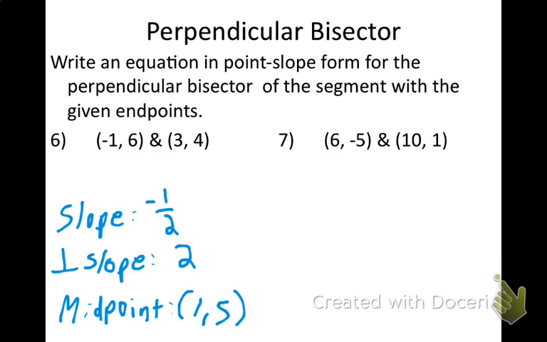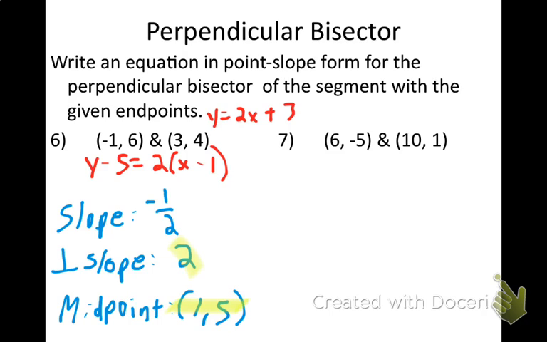Nice job. Now I take that information, my perpendicular slope, my midpoint, and I'm going to put that into point slope form, which would be what then, Ryan? Y minus 5 equals 2 parentheses x minus 1. Nice job. And if you challenge yourself and put that in slope-intercept form, that would be y equals 2x plus 3.